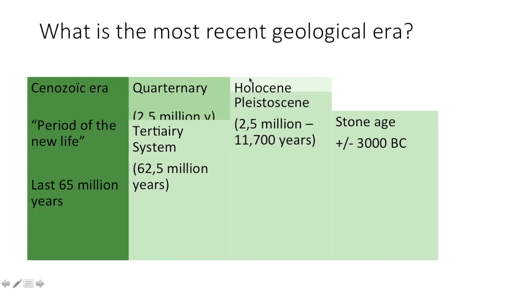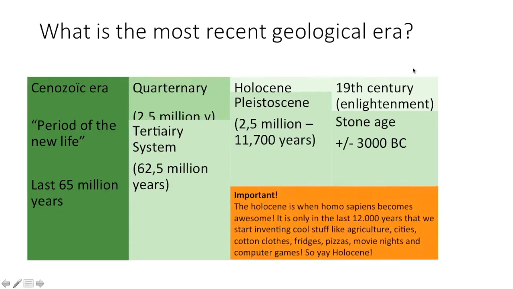Everything that you learn in history class, that's Holocene, with the Stone Age and the Iron Age and the Bronze Age, and if any of you play, I don't know, Forge of Empires or whatever, you start off in the Stone Age and then you build your empire until eventually you end up in the 19th century Enlightenment period and the Industrial Revolution, and this is where we become very proficient as people. And I sort of said, okay, it's very important to realize that the Holocene is when Homo sapiens becomes pretty amazing.